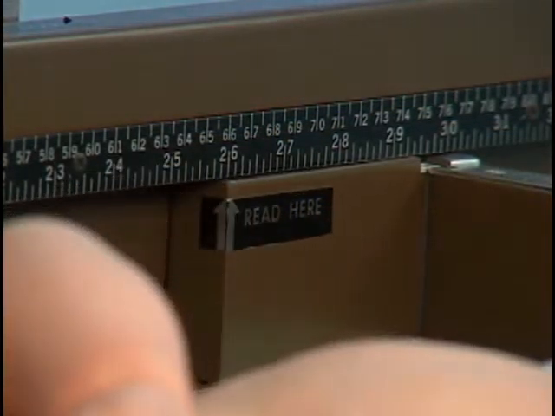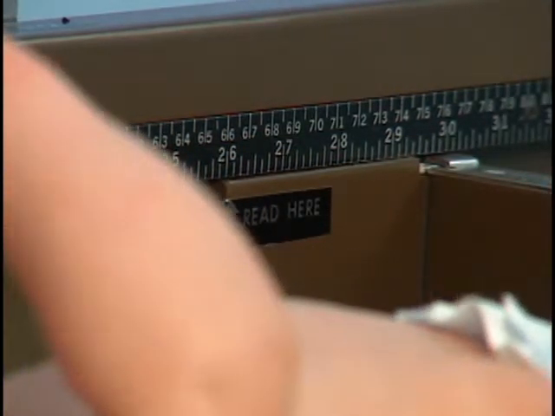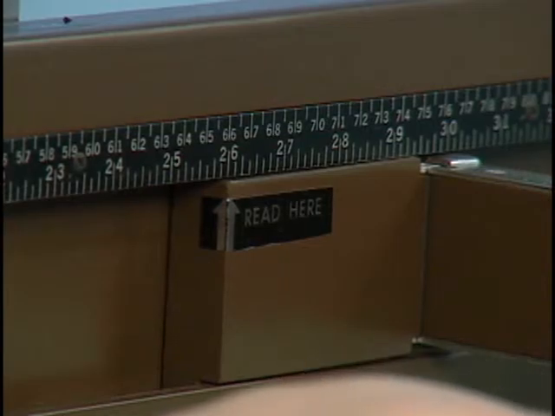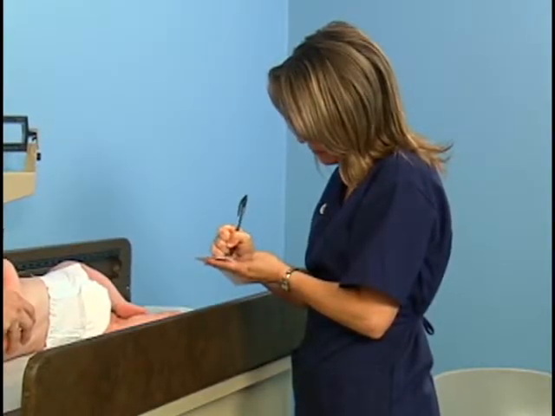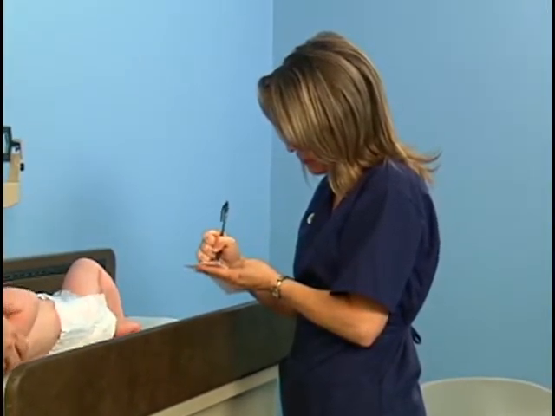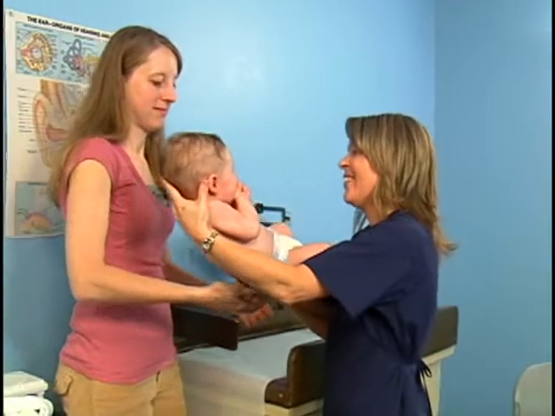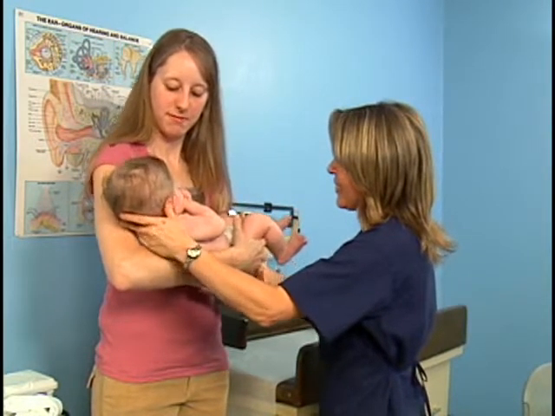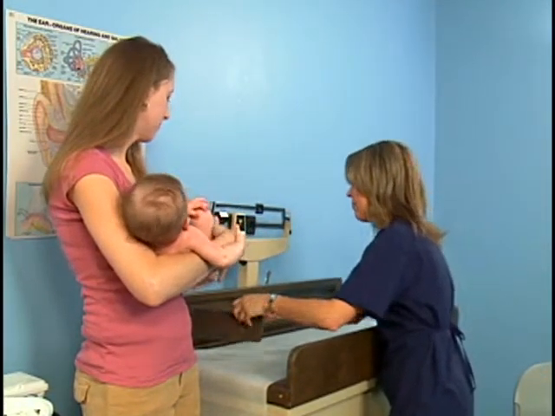Read the infant's length in inches to the nearest eighth of an inch from the measuring bar. The measuring bar indicates that Jonathan's length is 26 inches. Jot down this value or make a mental note of it. Gently remove the infant from the table and hand him to his parent. Return the headboard and footboard to their resting positions.